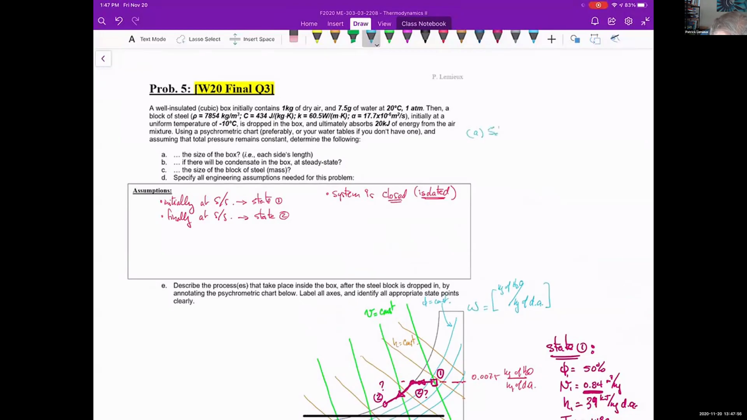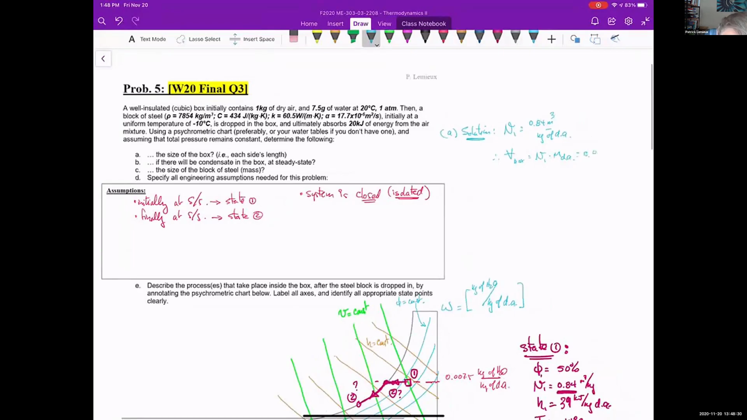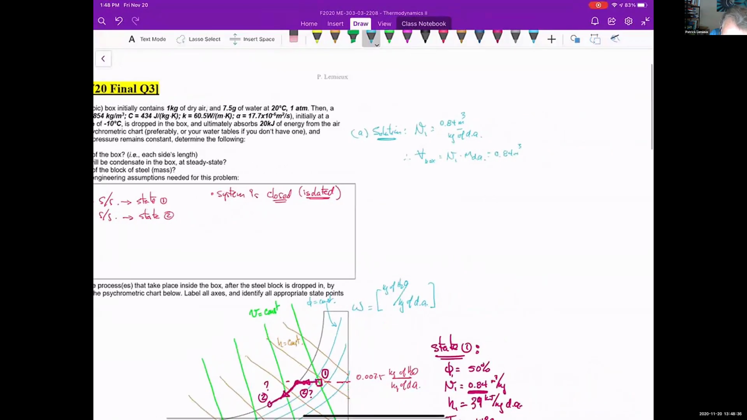A: v1 is equal to 0.84 meter cube per kg of dry air. And so therefore the volume of the box is equal to v1 times the mass of dry air, which is 1 kg of dry air. So it's going to be 0.84 meter cube here. I'm skipping the step of substituting because I think it's pretty straightforward.